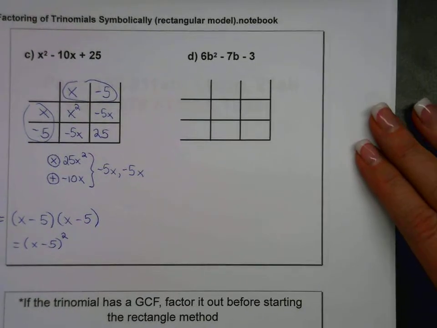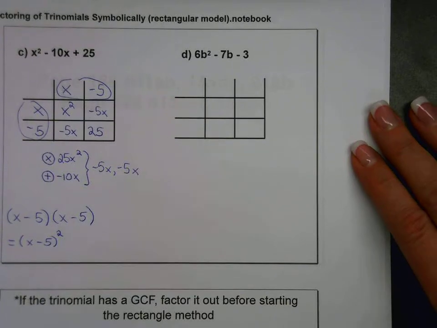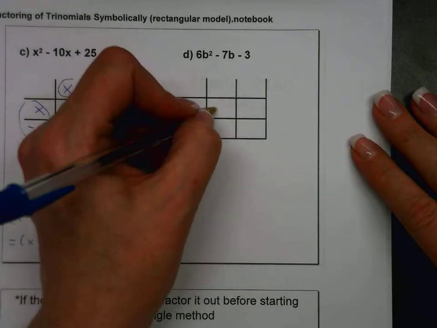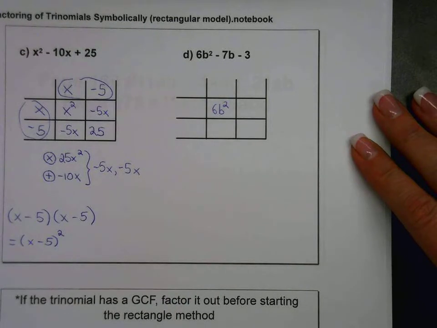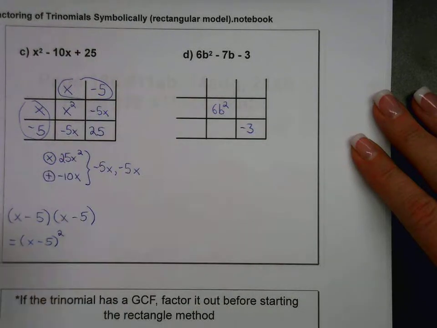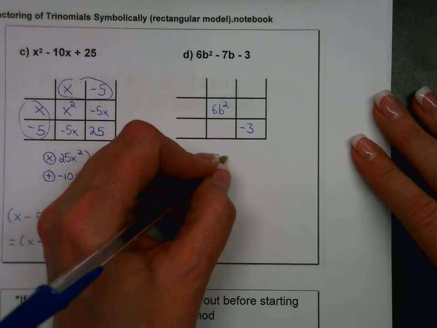Next example, two negatives are involved, a little bit more challenging. You place the square tiles first, the 6b squared. You place the small square tiles next, the negative 3. When you multiply what you've placed, you get negative 18b squared.